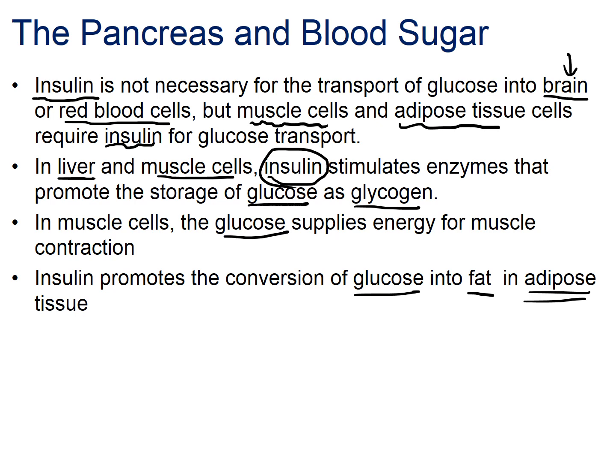So when would you expect to have insulin in the body? Usually after a meal. After you eat something, your glucose level will be high in the bloodstream, and the insulin will do all these things to bring it back down. Your regular blood glucose level should be around 0.1% concentration.